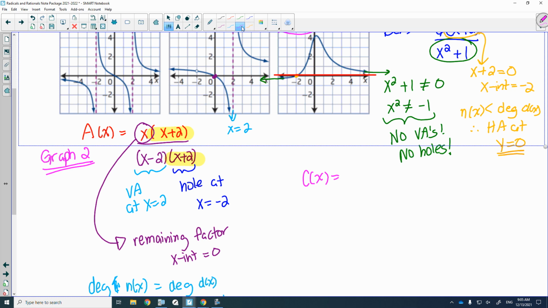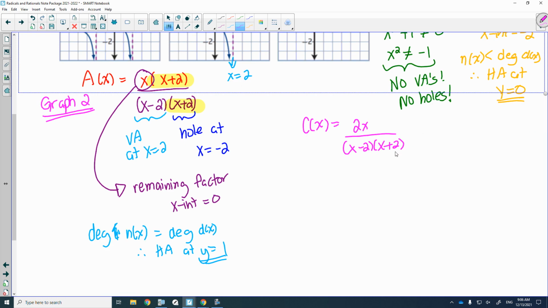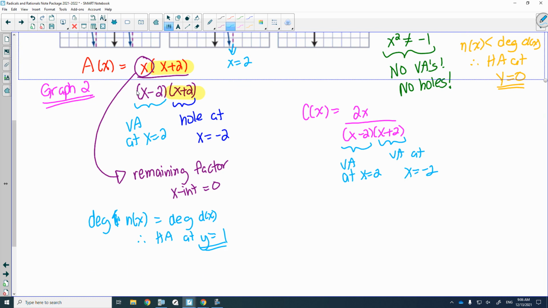And c of x, if you factor, you have 2x all over a difference of squares, x minus 2, x plus 2. You look at your denominator and you say, are these common factors? They're not. So then what would it be if it's not a common factor? It's got to be a VA. So there's a VA at x is equal to 2, VA at x is equal to -2. Right? Here's the -2, here's the 2. This is the remaining factor in the numerator.